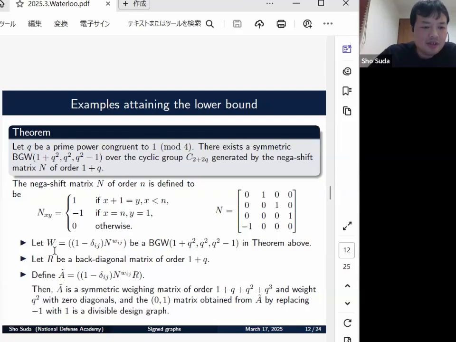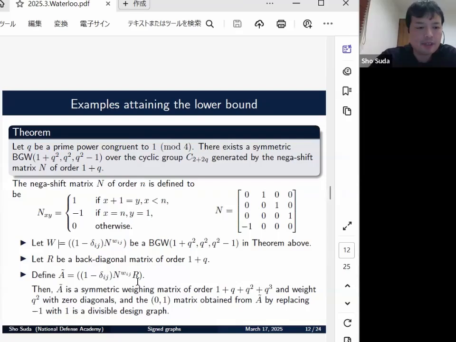And using our BGW and also the back diagonal matrix, we define A tilde as this one. It's a block matrix whose ij entry is equal to the ij entry of our BGW times the back diagonal matrix R.